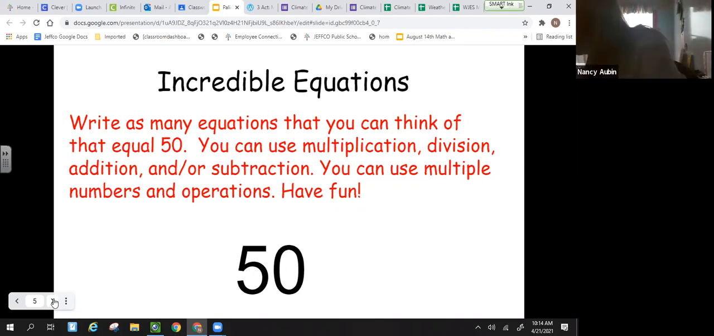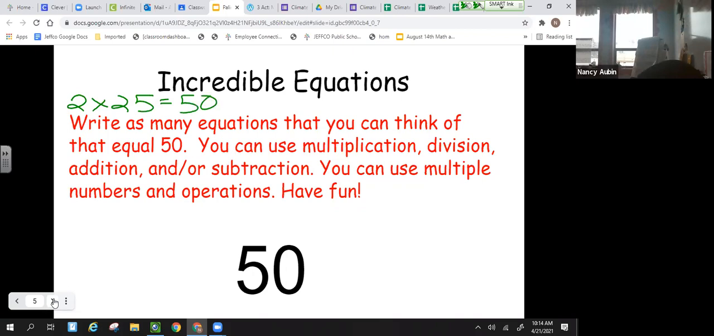For example, now we're going to do 50. So in your math spiral, you might do something like, what if I said 2 times 25 equals 50? Is that good? Yeah, but I could say 2 times 25 minus 50 plus 50 equals 50. Watch, because what's 2 times 25? 50. If I take 50 away, I have 0. 0 plus 50 would equal 50. So you can play around with it, make it a little more incredible, right? See how many you can get.